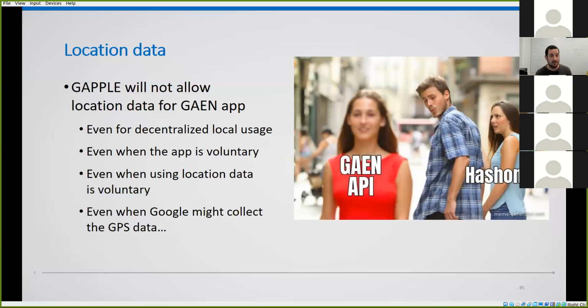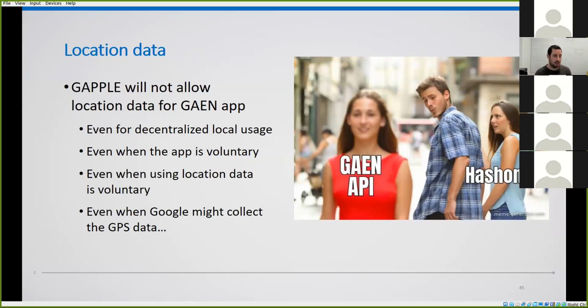One of them is that the application must not have access to any kind of location information. And this is true even if this is a decentralized local use, even when the app is voluntary, even when we can allow the users to voluntarily choose if they want to collect location data or not. And even if, as we've seen, Google might still be able to collect GPS data while using the contact tracing, this type of apps are not able to.